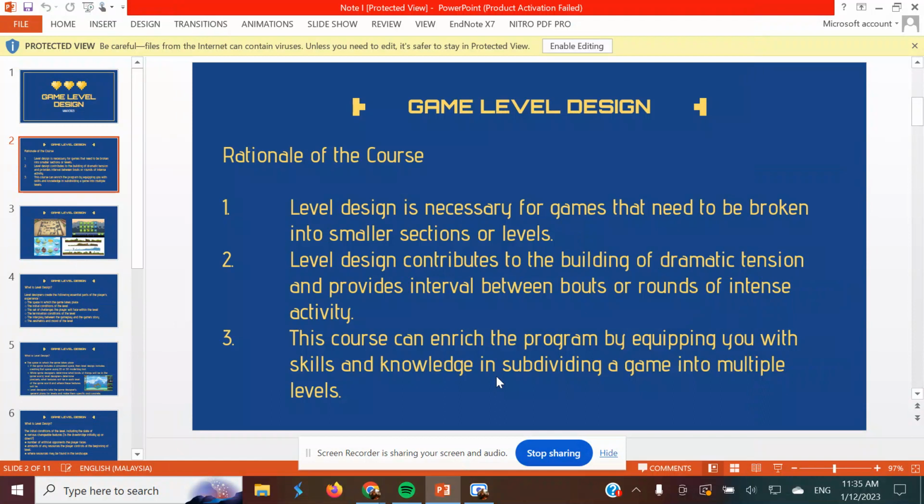I just recovered from fever and sore throat. I lost my voice for 2 days while I was having a sore throat. So now I'm quite okay, but I will try to make it clear in my explanations about the rationales of the course for the game level design.